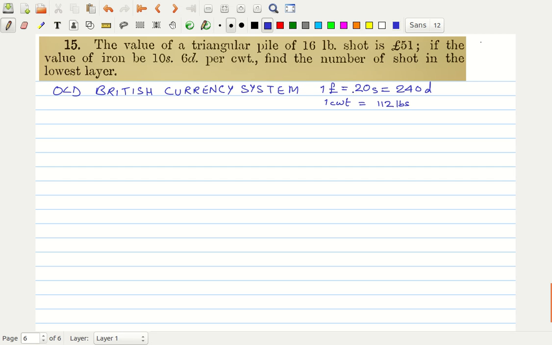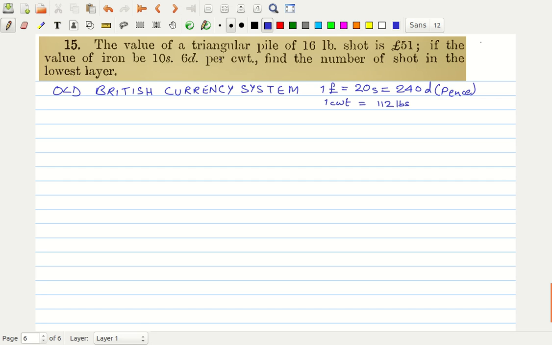But in order to solve this problem, I'll tell you what it is. In the old British currency system, 1 pound is equal to 20 shillings, and 1 shilling is equal to 12 pence. So therefore in 1 pound there are 240 pence. D is for pence.